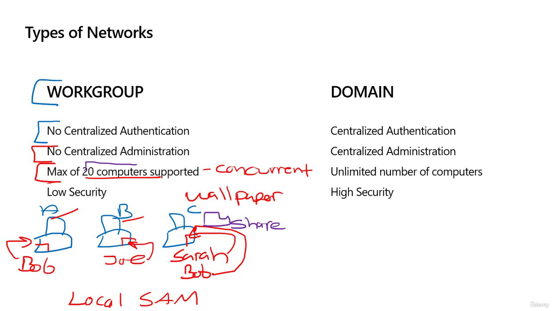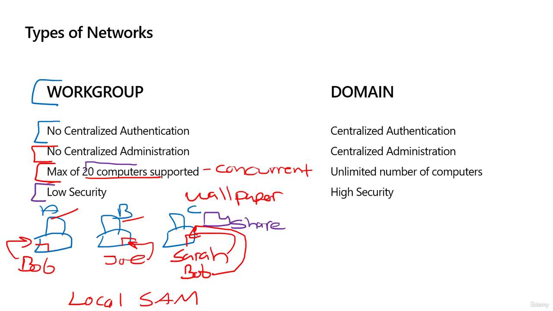So for that reason, everything you ever read about a workgroup will say it supports a max of 20 computers. Now, if you had 30 computers connected to the same network and they're all in a workgroup, then you do have a workgroup of 30 computers. That is not a problem in any way unless more than 20 try to connect to the same shared resource at the same time, which realistically that would be unlikely.